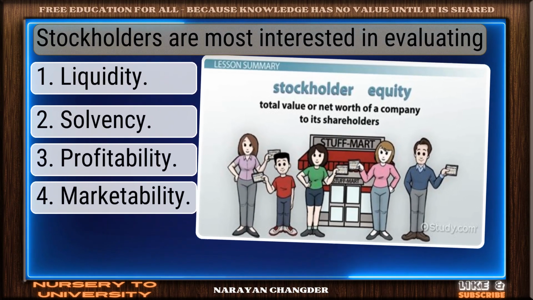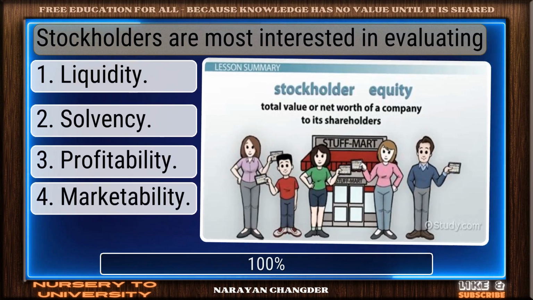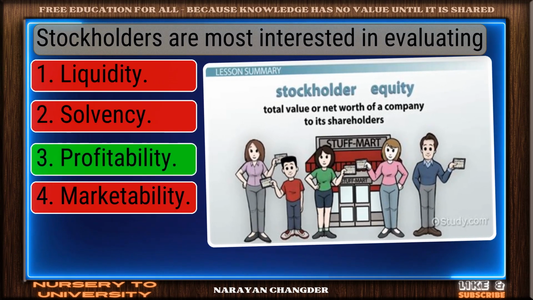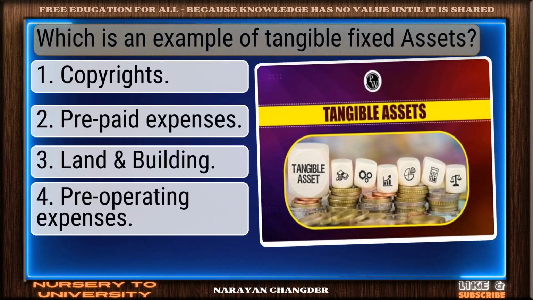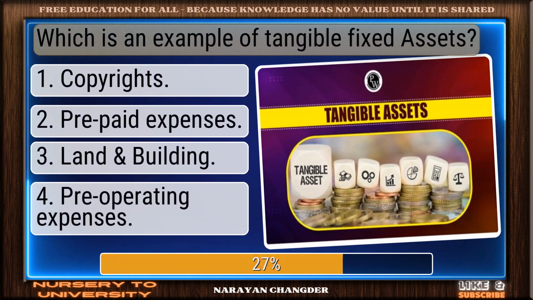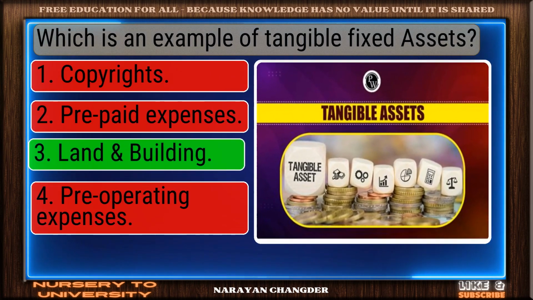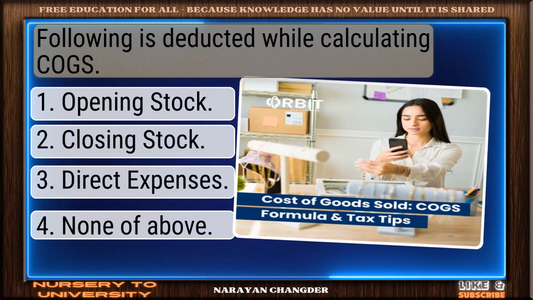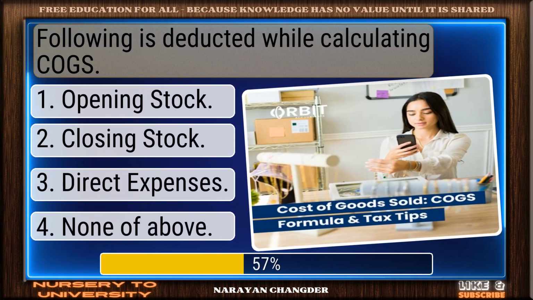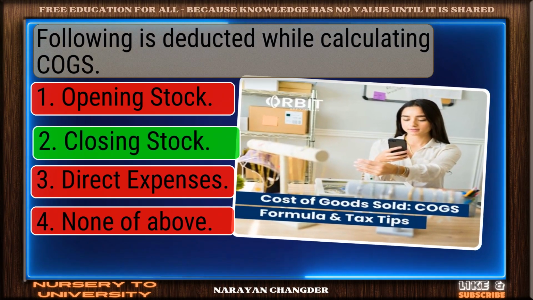Stockholders are most interested in evaluating. On track. Profitability is the correct answer. Which is an example of tangible fixed assets? Valid point. Land and building is true. Following is deducted while calculating COGS. Smart pick. Closing stock is the correct choice.